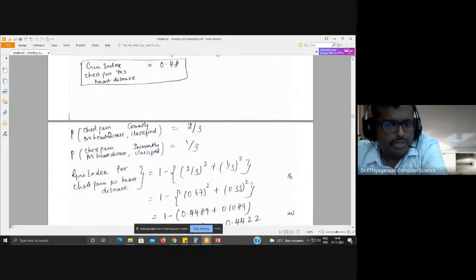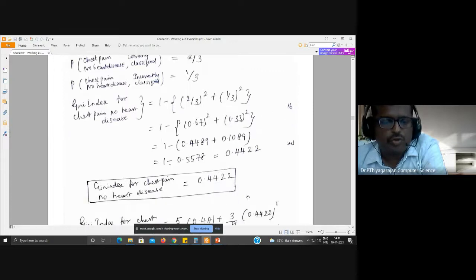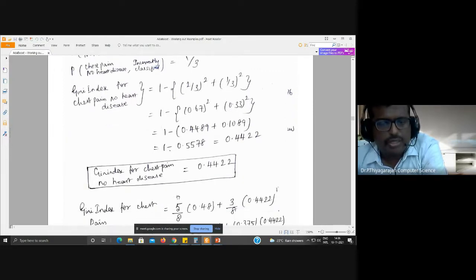If the chest pain is no, correctly classified is 2 by 3, and incorrectly classified is 1 by 3. Again, calculate the Gini index for the chest pain no. We do the arithmetic, and it will be 0.4422. So this is the Gini index for the chest pain no with heart disease. Is it clear?